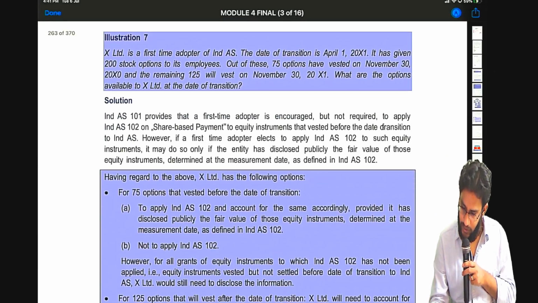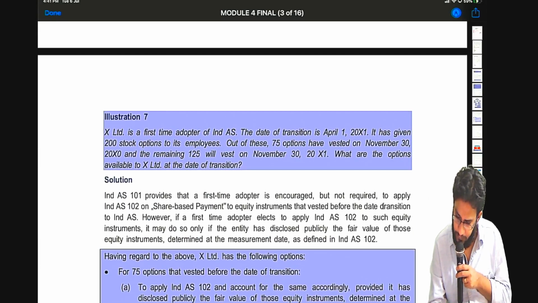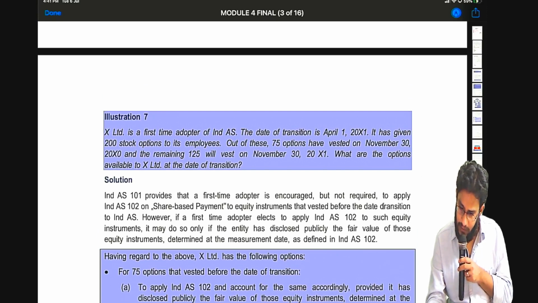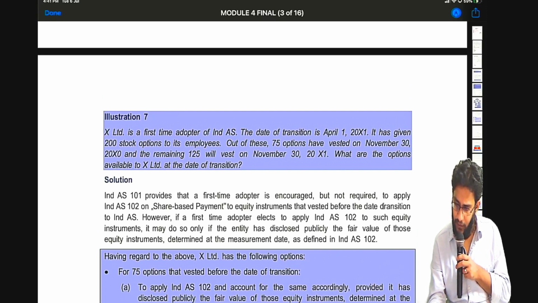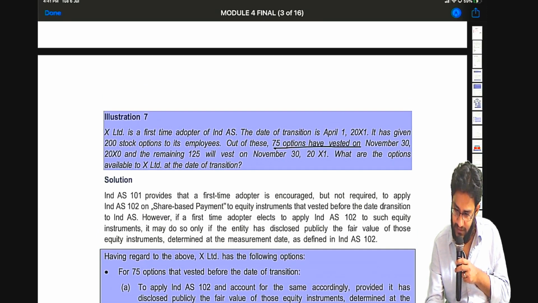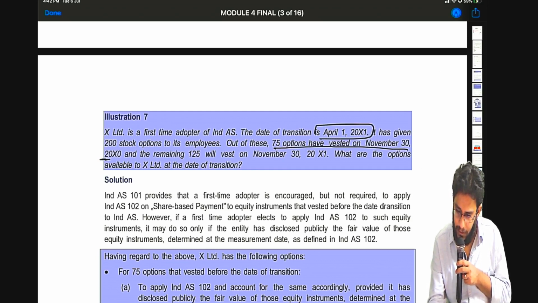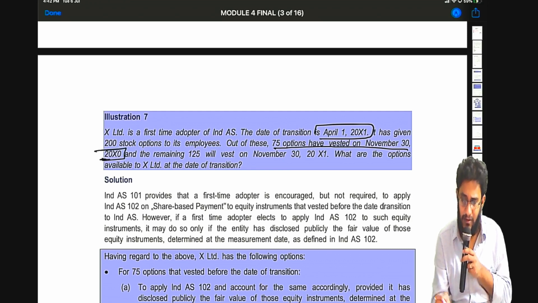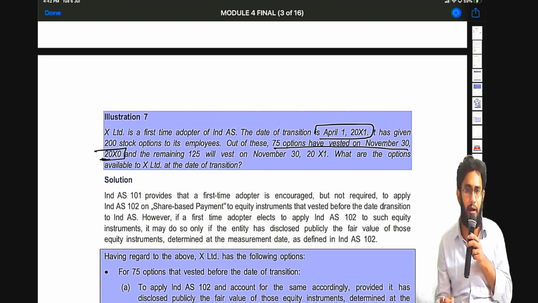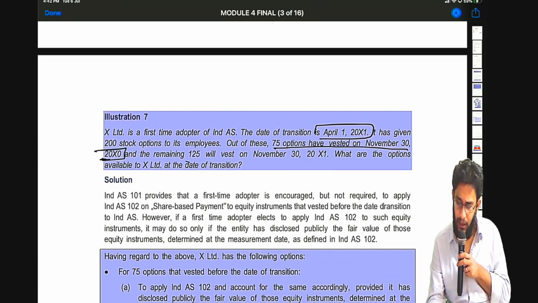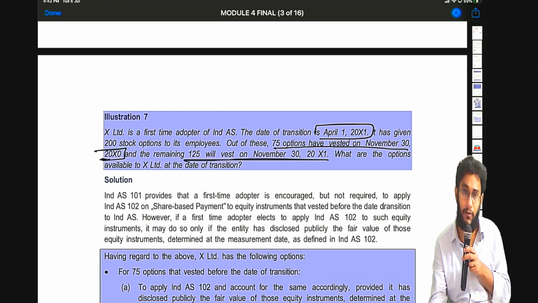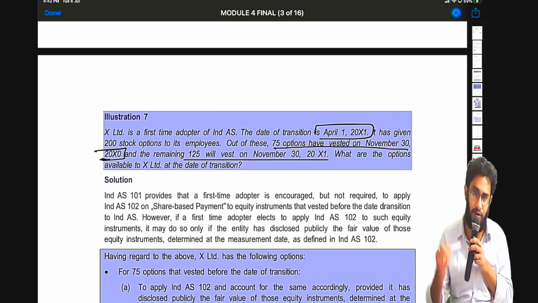So there is a question on that. X Limited is a first time adopter of Ind AS. The date of transition is 1st April 20X1. It has given 200 options. Out of this, 75 vested on November 30, 2020, last year only, so five months back. The remaining 125 will vest on 30 November 20X1, which is after the transition date.